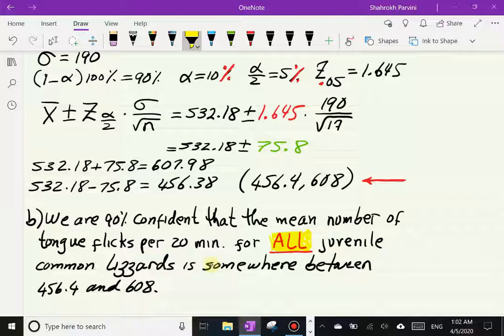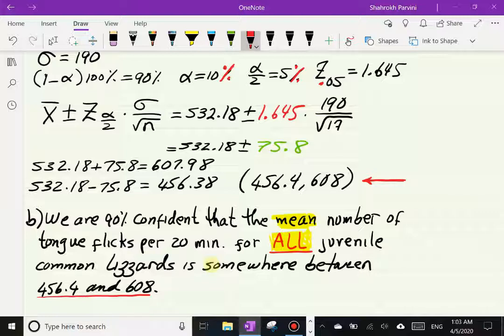I don't know how many of those creatures there are. I'm sure there's quite a few of them out there. But the average number of tongue flicks, see, that's the mean here. The mean number of tongue flicks, that's what we're doing, is somewhere between 456.4 and 608. It's somewhere in that range.